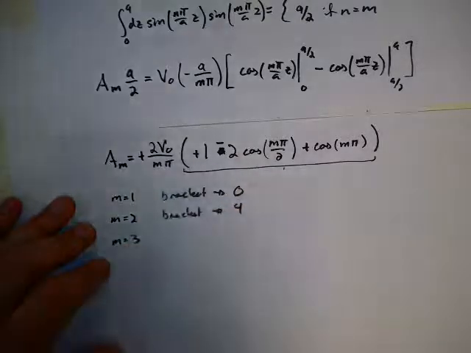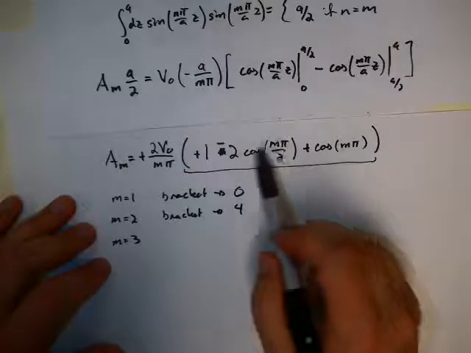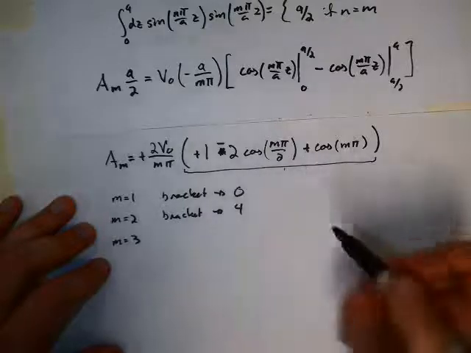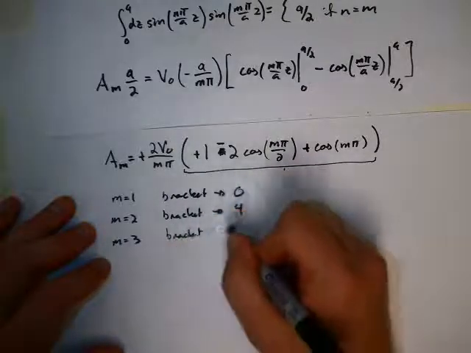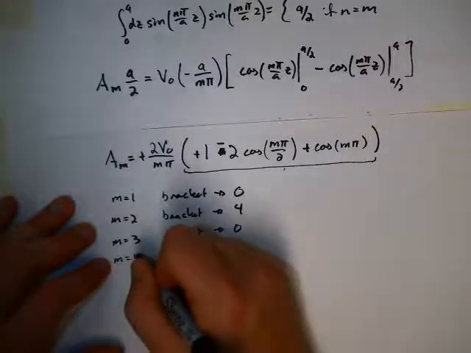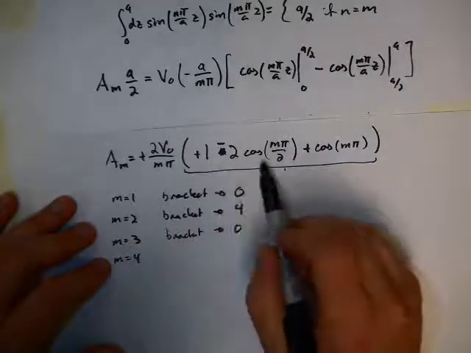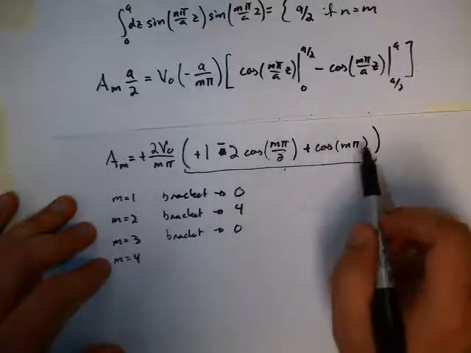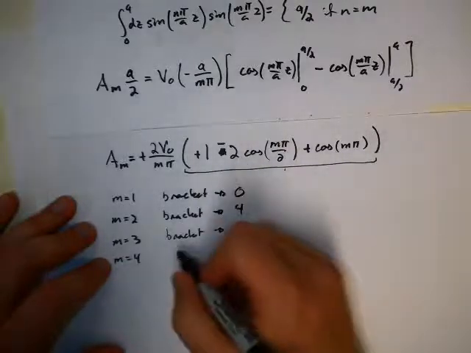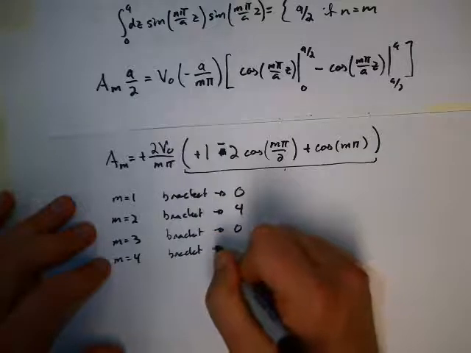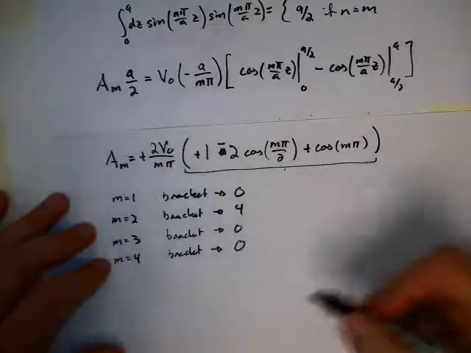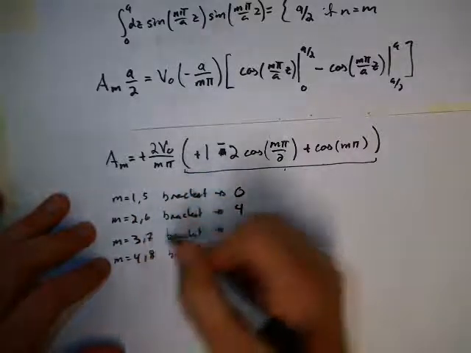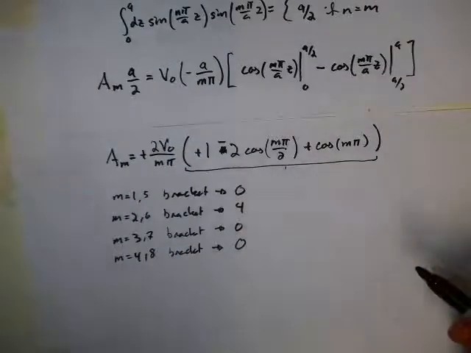For m equals 3, we're going to have cosine of 3 pi over 2 is 0. Cosine of 3 pi is negative 1. So 1 plus 0 plus negative 1 is 0. So my bracket gives 0. For m equals 4, we're going to have cosine of 2 pi, which is positive 1, and cosine of 4 pi is positive 1. So 1 minus 2 plus 1 is 0. So that bracket is going to give 0. And it turns out that this is just going to go again. So this will also be for 5, 6, 7, 8. And we're going to repeat this pattern in loops of 4 here.